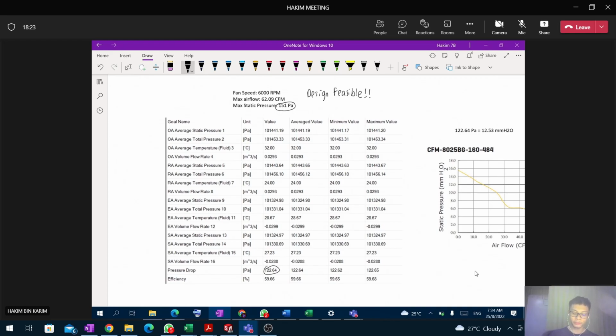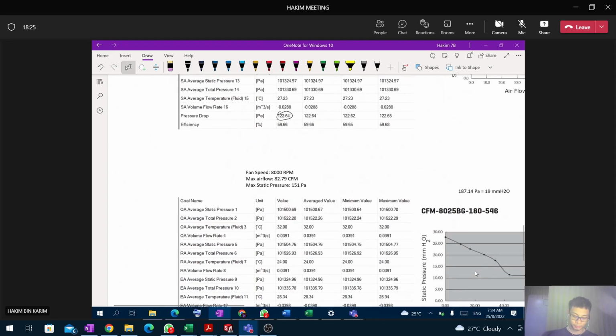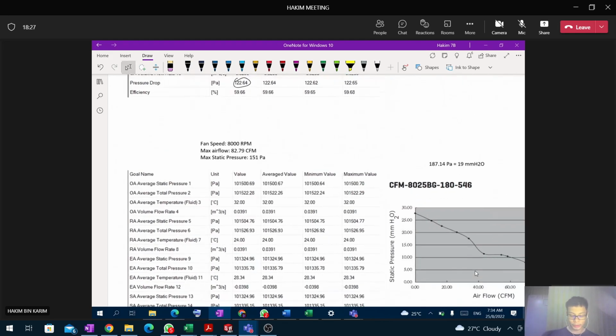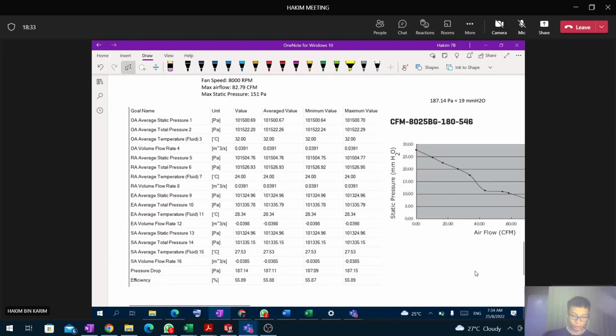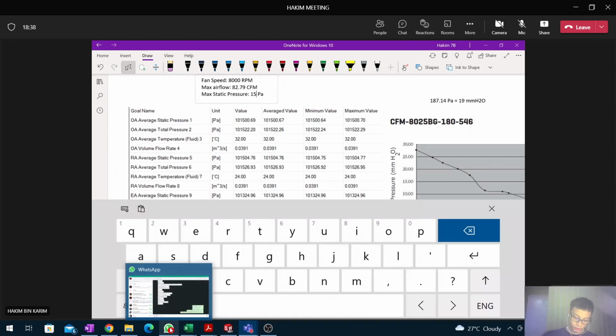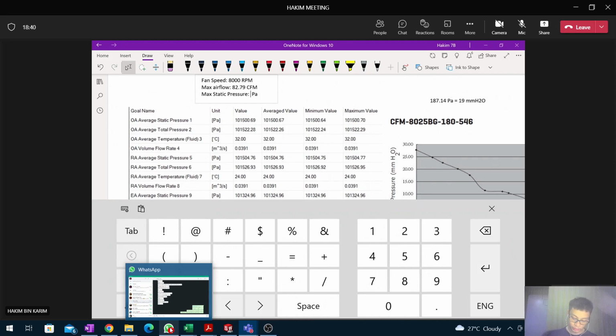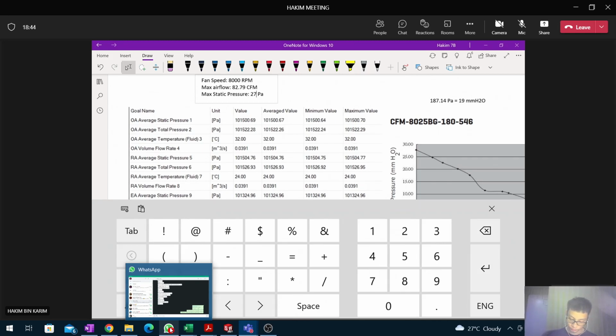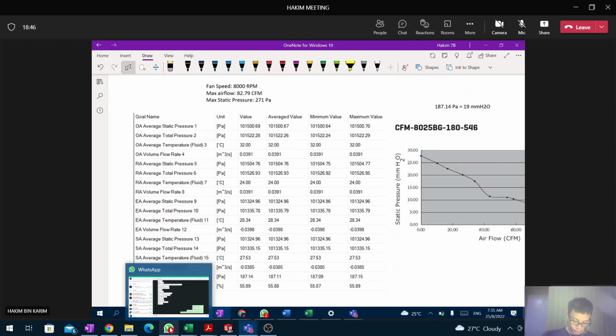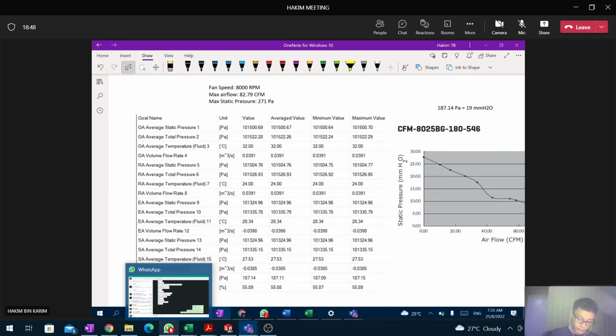If we increase it further to 8000 RPM, which is 82.79 CFM, the maximum static pressure is 100. Okay, this is wrong. Not 151 Pascal, it's 271 Pascal. Yes, maximum static pressure 271 Pascal, pressure drop 187 Pascal.